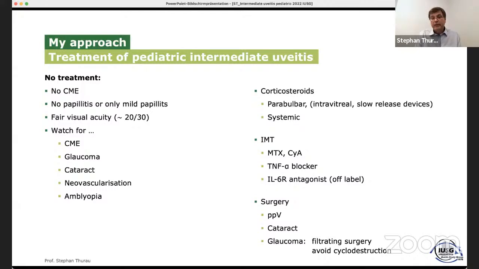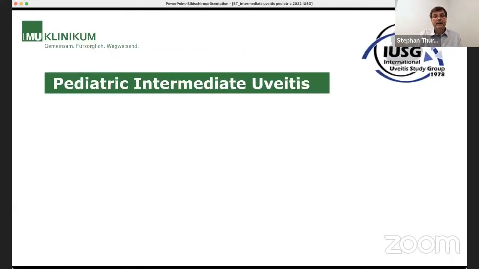What I would recommend is prefer always filtrating surgery and avoid cyclic destruction, because then you have to add more and more cyclic destruction and finally end up in a phthitic eye.